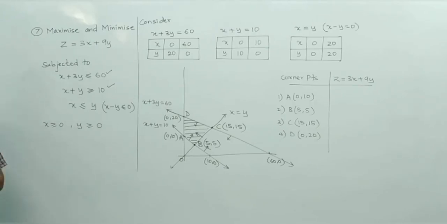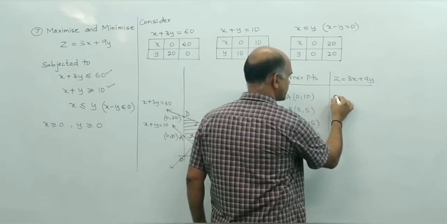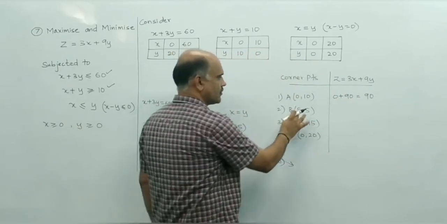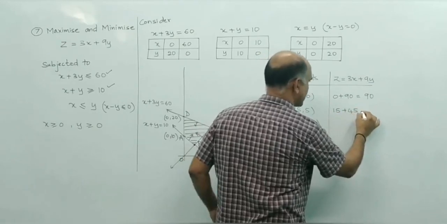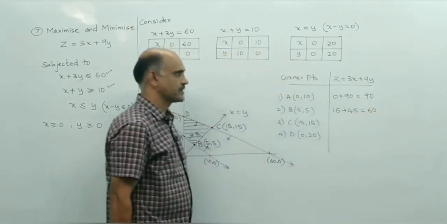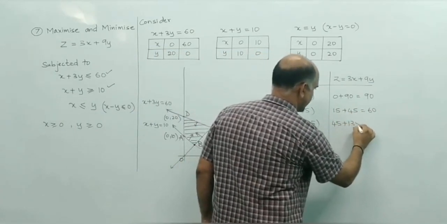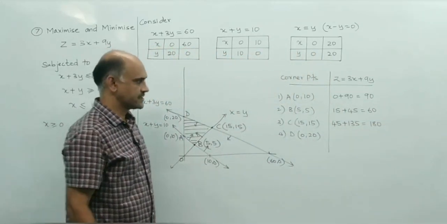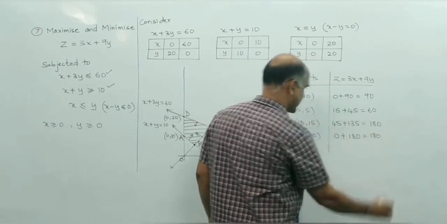If you substitute, if I substitute 0, 10, 0 plus 90, you will have 90. 5, 5, if I substitute, 15 plus 45, you will get 60. 15, 15, you will substitute. 15 3s are 45 plus 135, you will get 180. Finally 0, 20, if you substitute, 0 plus 180, you will get 180.